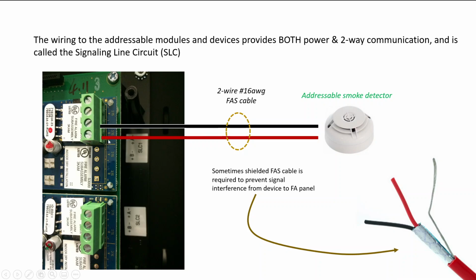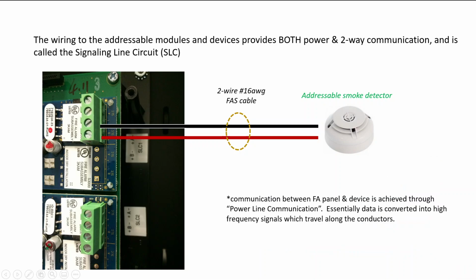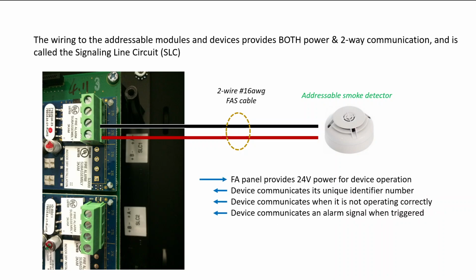Now, these two conductors are not just providing power to my addressable smoke detector. Instead, they're doing a lot more. They are converting communication signals into high frequency signals which travel along the conductors. So the fire alarm panel provides 24 volts simply to power the little device over here, and the device then communicates back its unique identifier number, its operation, as in if it's confirming it's operating correctly, and it also communicates an alarm signal when triggered due to smoke or heat.